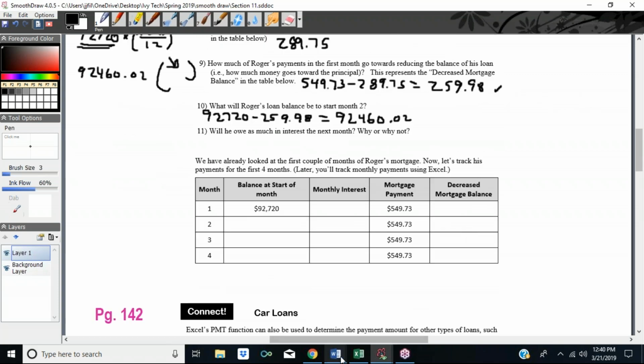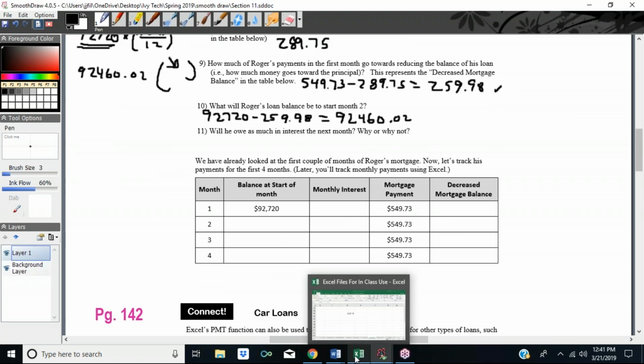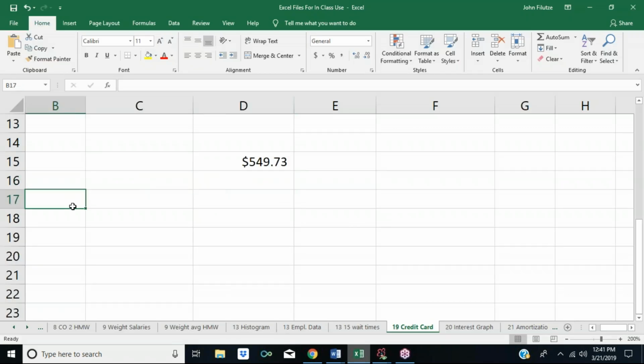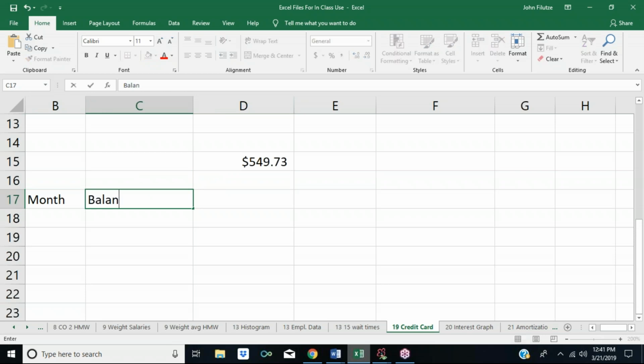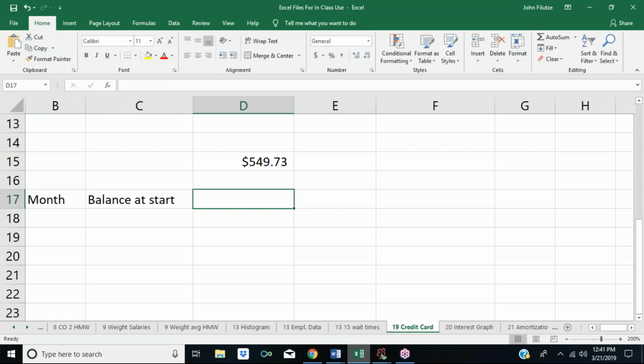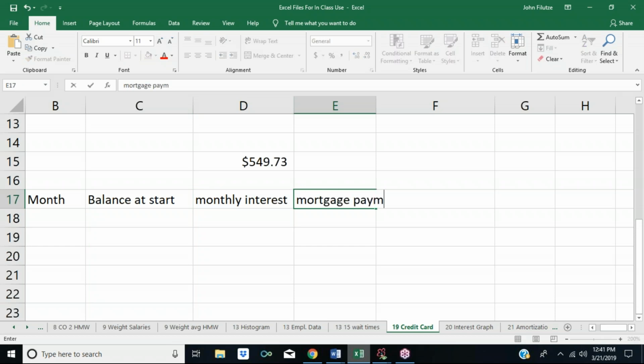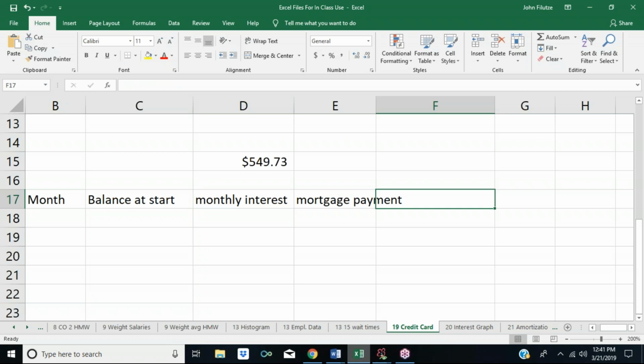So here's this chart. What I'm going to do is I'm going to fill it out in Excel with you again. So let me start it here. I'm going to have to type real fast. Month. And the next one is balance at the start of the next month. This was monthly interest. And then the mortgage payment. And then this is the decreased mortgage balance. It's not the new balance. It's just the decreased mortgage balance.